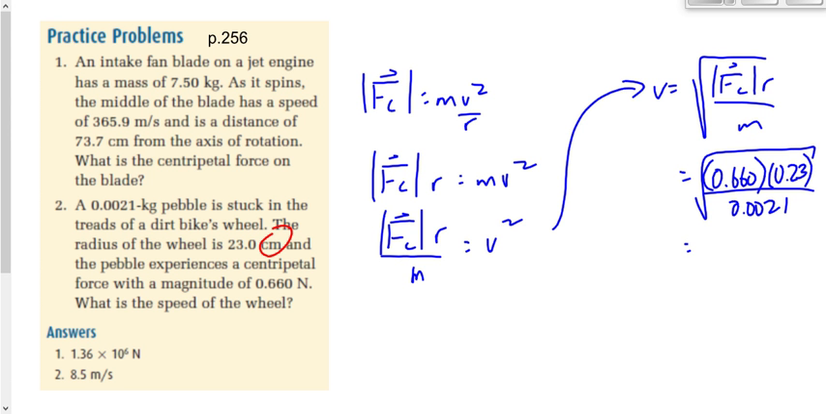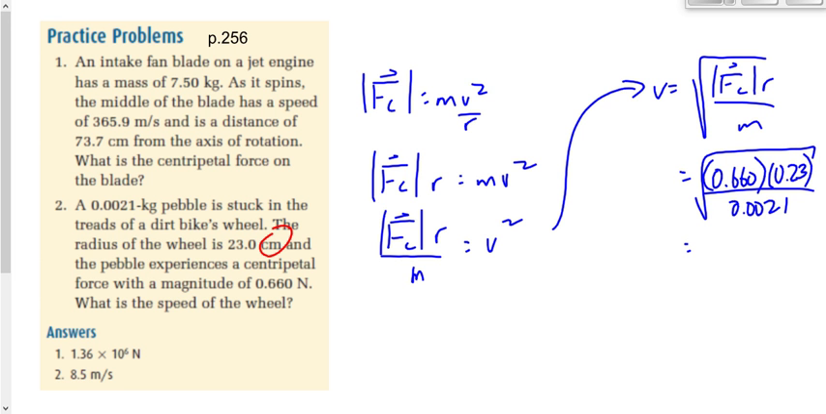What's it called? Inertia. Inertia wants to keep it going in a straight line. What's inertia dependent upon? Mass. So the less mass, the less inertia, the less tendency to stay in a straight line, therefore the less centripetal force required to keep it going in a circle. Make sense? The more mass, the more inertia, the more tendency to keep going in a straight line, and therefore the more centripetal force would be required to keep it from going in a straight line.